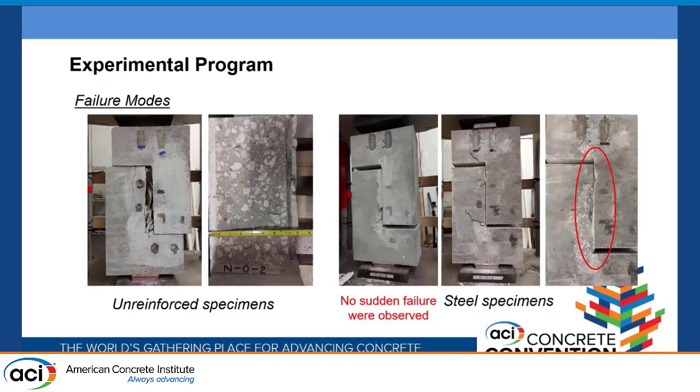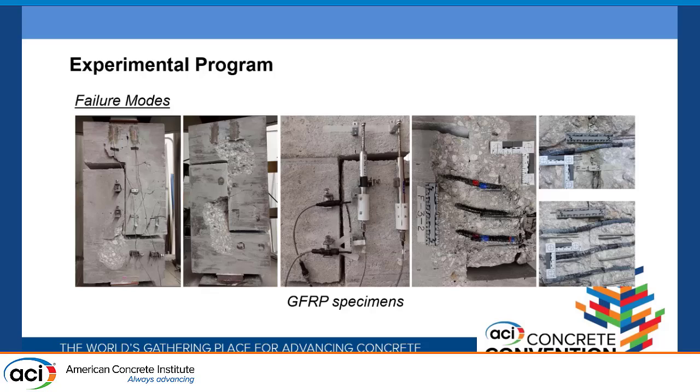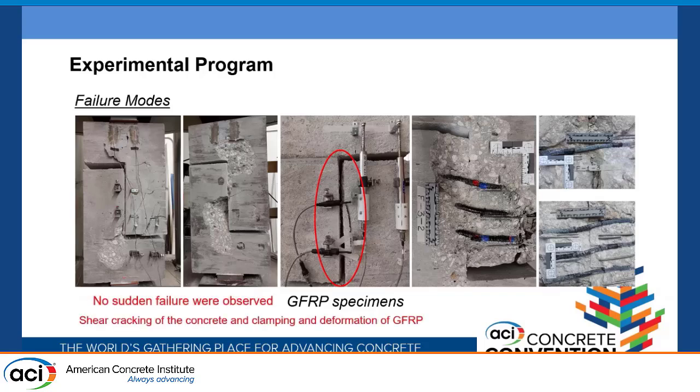And although some concrete spalling was observed in some of the specimens, the failure remained at the interface. This picture represents the typical failure mode for GFRP specimens. So again, the failure remains at the interface. No sudden failure was observed, and there was shear cracking mainly of the concrete and clamping and deformation of GFRP rebars. After testing, we performed inspection of the GFRP rebars. We found that no complete rupture of the cross-section area of the GFRP was observed.